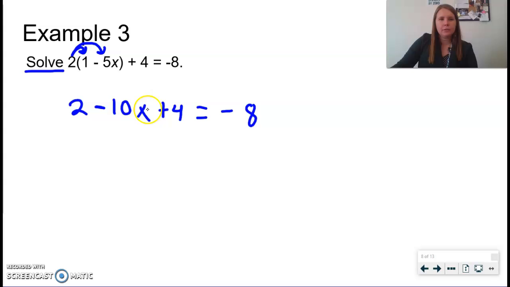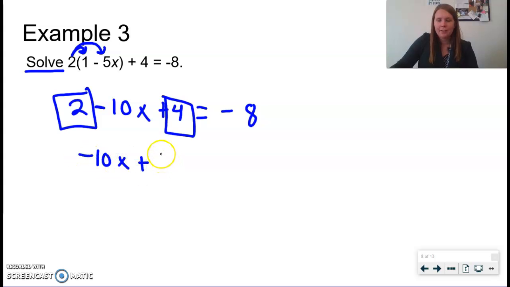I want to get x by itself first, but I've got a 2, I've got a 4, I've got a negative. So if I'm going to do this, let's actually combine this 2. Actually, can we do that? Combining the 2. I think we can. All right, so we're going to combine the 2 and the 4 because they're like terms. They're both constants. So I have a 2 plus a 4. Well, 2 plus a 4 is 6, so negative 10x. And we can move this back here, that's fine. Plus 6 equals negative 8.